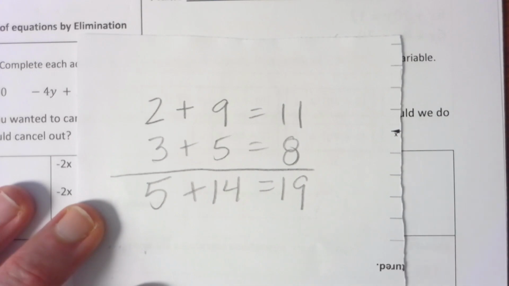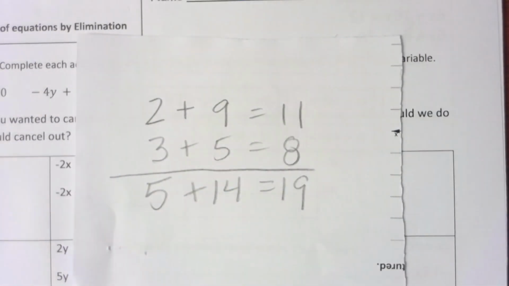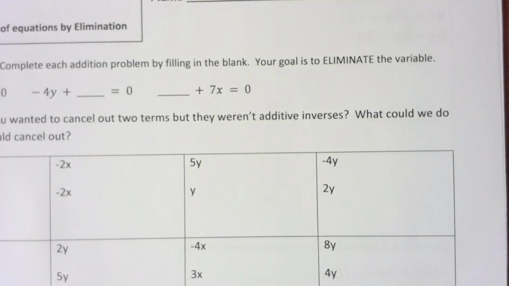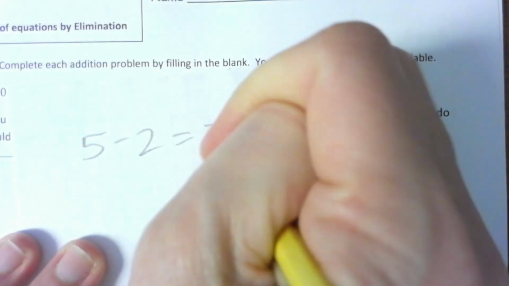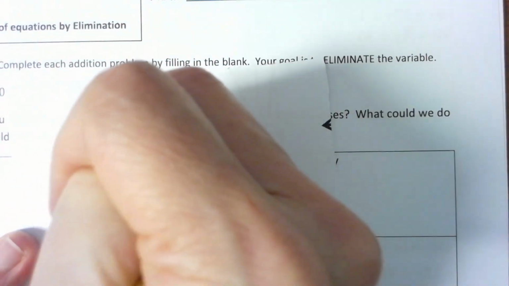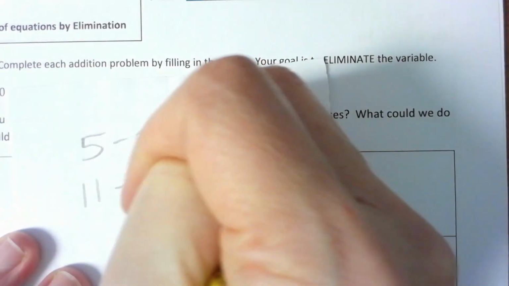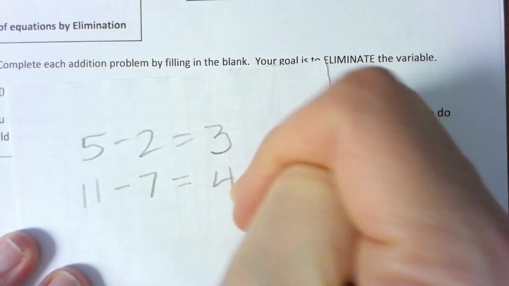5 plus 14 is equal to 19, right? Amazing. At least to me, that's pretty amazing. Now, this works for any two addition problems, but it also works if you have negative numbers or if you're subtracting. So, for instance, I could do 5 minus 2 equals 3, and then I could do, I don't know, 11 minus 7 equals 4, right?